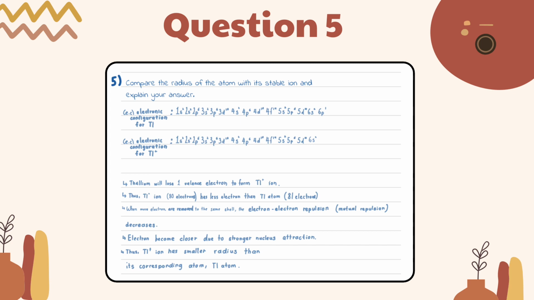Question 5. To answer this question, we need the electronic configuration for the thallium atom and also for the thallium ion. From the EC, we know that thallium will lose one valence electron to form the thallium ion. Thus, the thallium ion, which has 80 electrons, has fewer electrons than the thallium atom, which has 81 electrons. When more electrons are removed from the same shell, the electron-electron repulsion, which is mutual repulsion, decreases. Electrons become closer due to stronger nucleus attraction. Thus, the thallium ion has a smaller radius than its corresponding atom, which is the thallium atom.